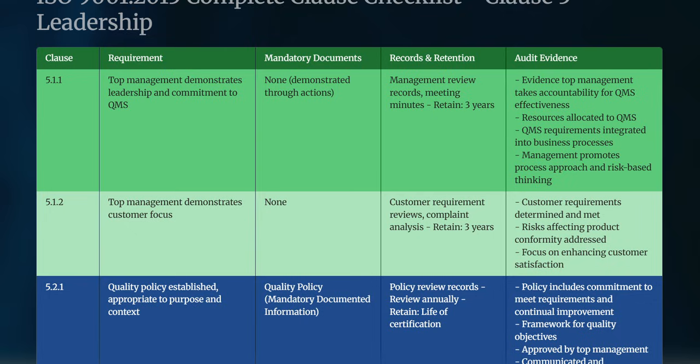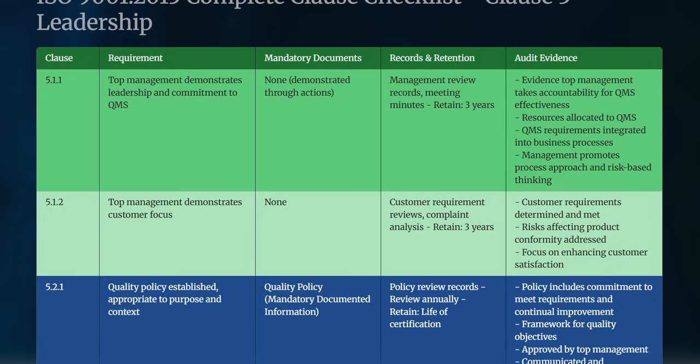The evidence you need to provide to the auditors includes evidence that top management takes accountability for QMS effectiveness, resources allocated to the QMS, requirements integrated into business processes, and management promotes the process approach and risk-based thinking. Those are the evidences you can present to demonstrate top management commitment.